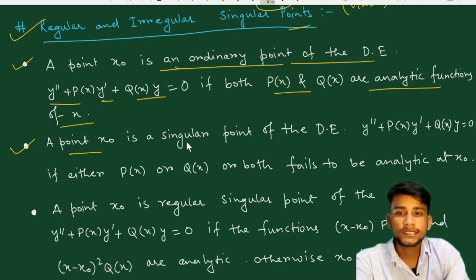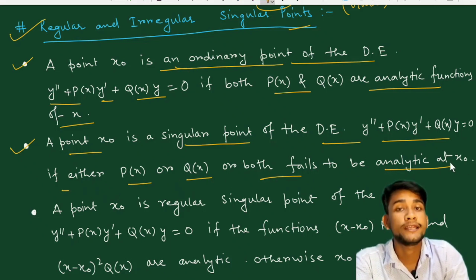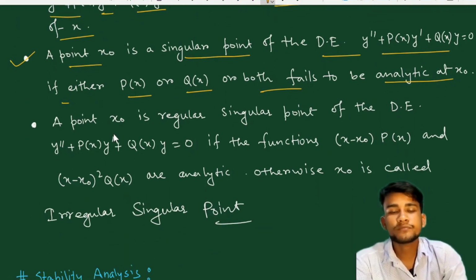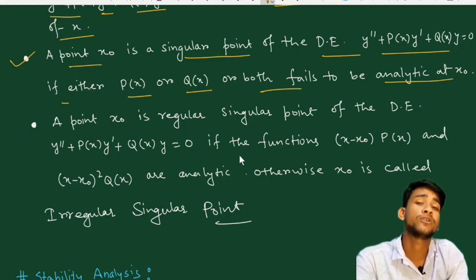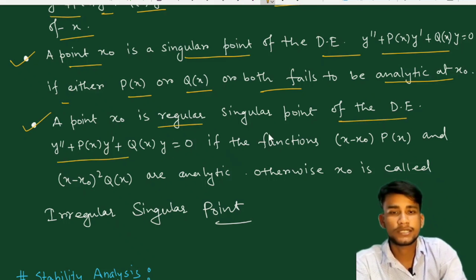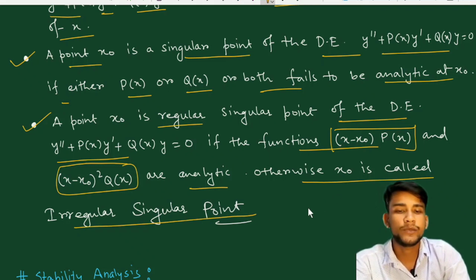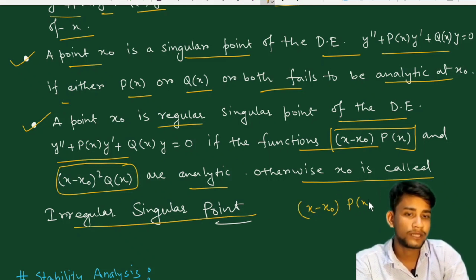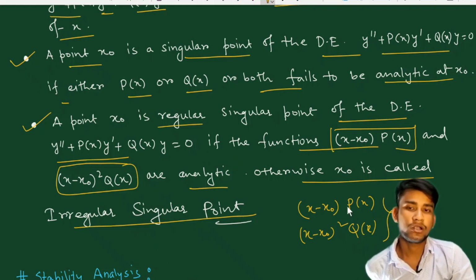Now a point x0 is called a singular point of the differential equation if either p(x) or q(x) or both fail to be analytic at the point x0. Here analytic means differentiability; you just check whether the limit of the function at that point exists or not. A point x0 is a regular singular point of the differential equation if the functions (x - x0)p(x) and (x - x0)^2 q(x) are analytic. Otherwise x0 is said to be an irregular singular point. That is, if either (x - x0)p(x) or (x - x0)^2 q(x) does not exist at the point x0, then x0 is called an irregular singular point.